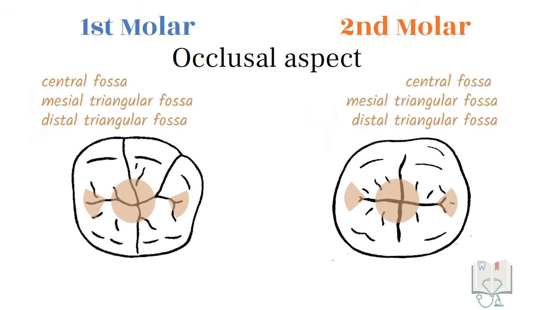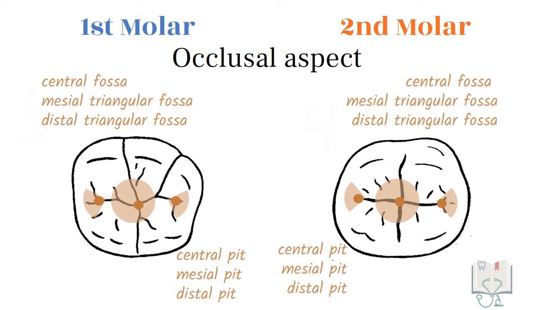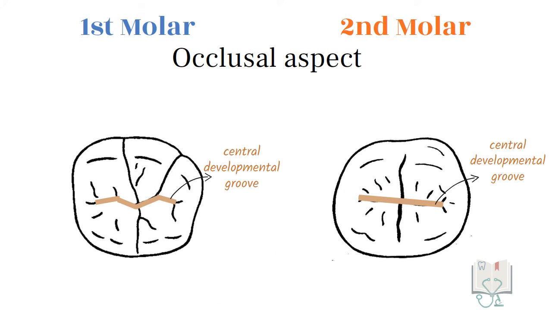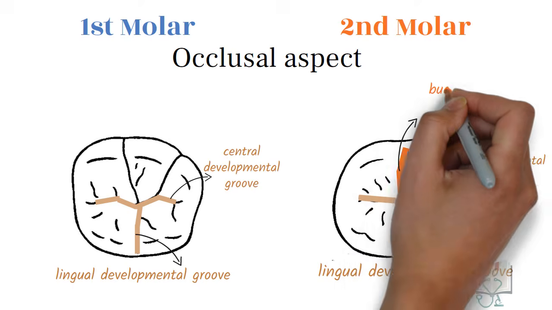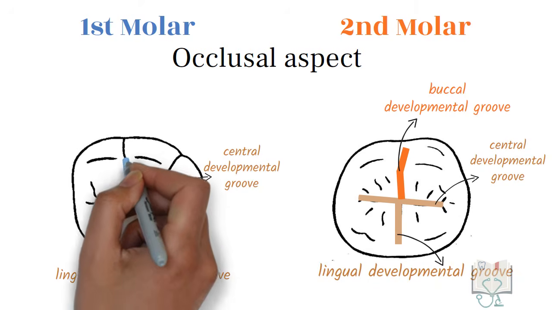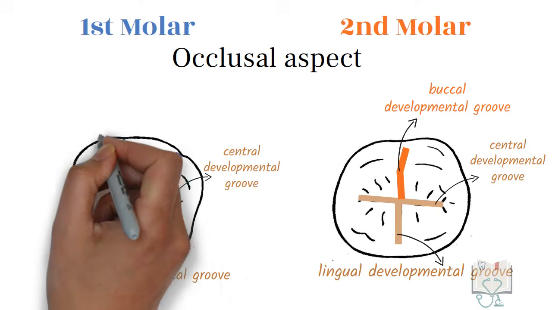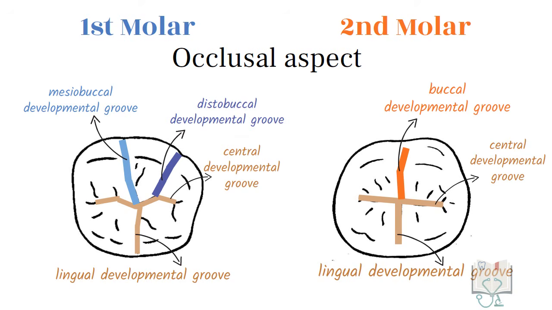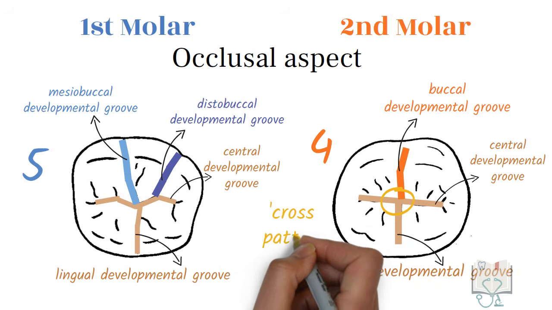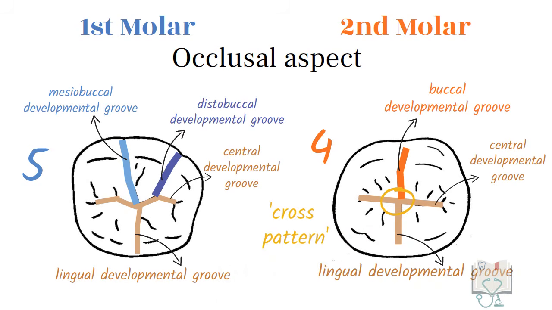Both molars have similar fossa and pits, though the number of grooves is different. Both molars have one central developmental groove and one lingual developmental groove. But in second molar, there is a buccal developmental groove, whereas in first molar, there are 2 buccal grooves, mesiobuccal developmental groove and distobuccal developmental groove, so that the first molar has 5 grooves and second molar 4 grooves. Additionally, in second molar, the grooves form a cross pattern on the occlusal surface not seen in the first molar.